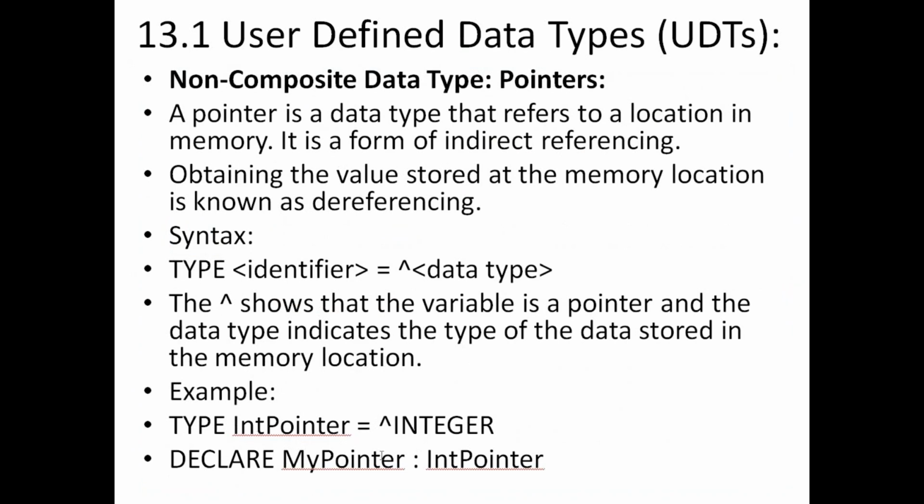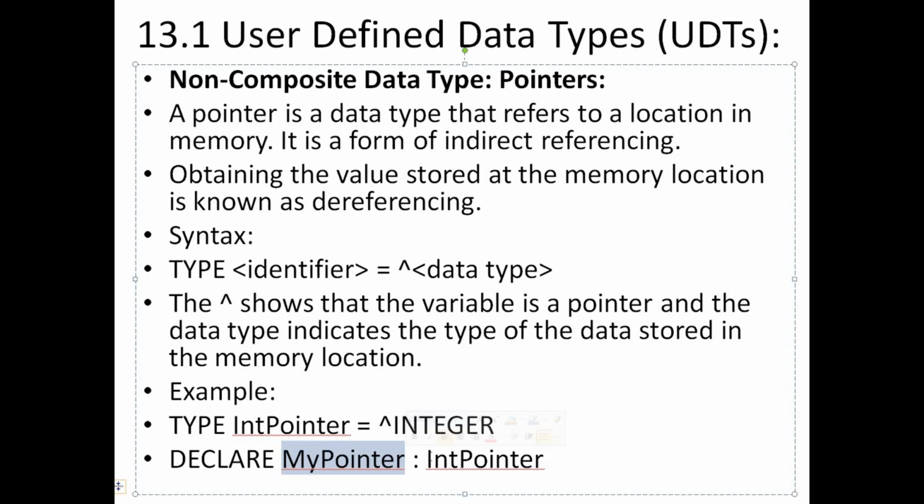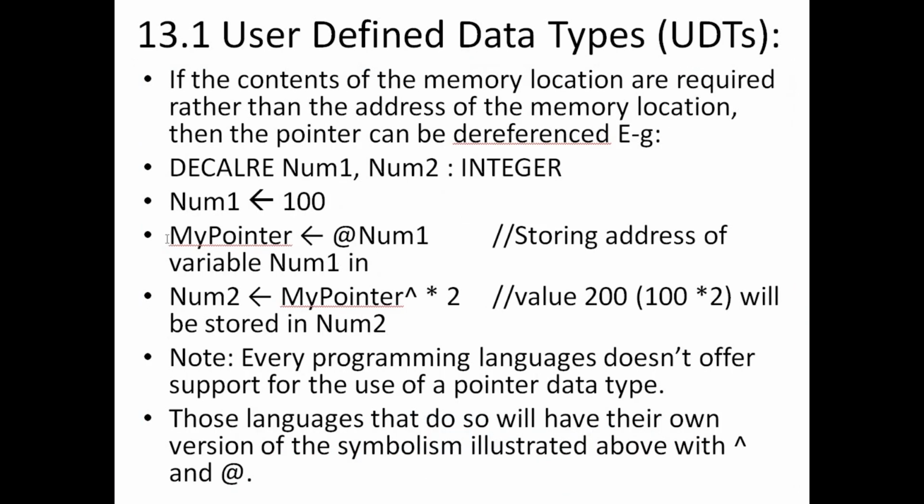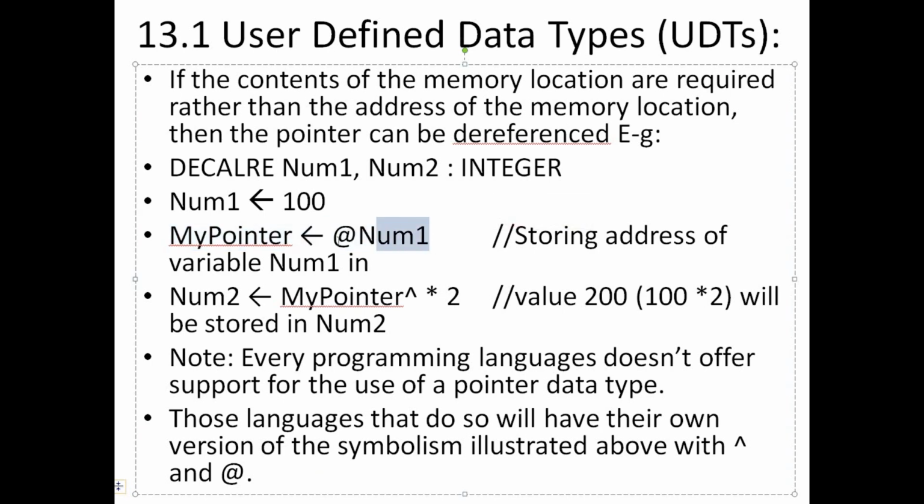As you know, I declared my pointer as a pointer data type. When this line runs, it will store the address, the memory location, of the num1 variable. It will not store the value 100. Num2 equals my pointer. Now if I want to use the value only and I don't want to concern myself with the memory address, I can use the cap symbol after the name of my variable.